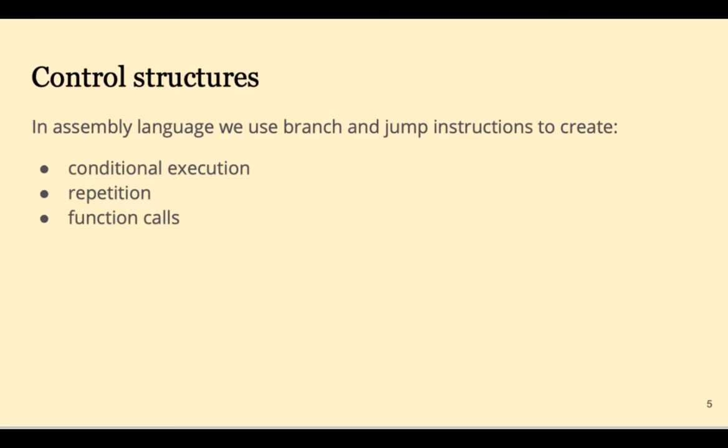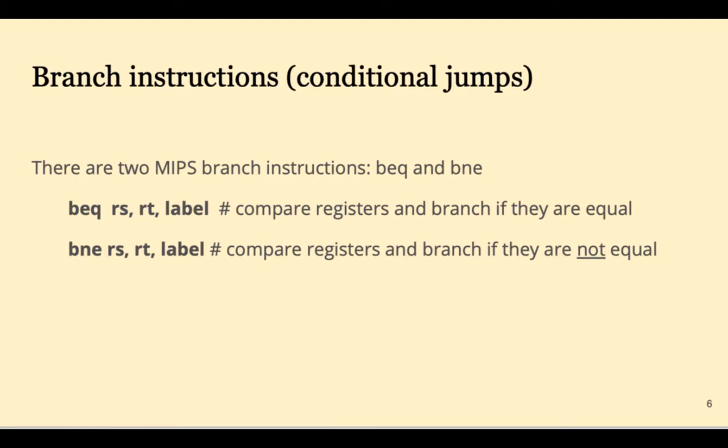Assembly languages don't have abstract control structures like if statements or while loops. Instead, we build these structures from simple branch and jump instructions, which are basically like go-to statements. There are 2 MIPS branch instructions, BEQ and BNE. Branch equal will compare 2 registers, RS and RT, and branch to label if they are equal. Branch not equal will compare RS and RT, and branch if they are not equal.